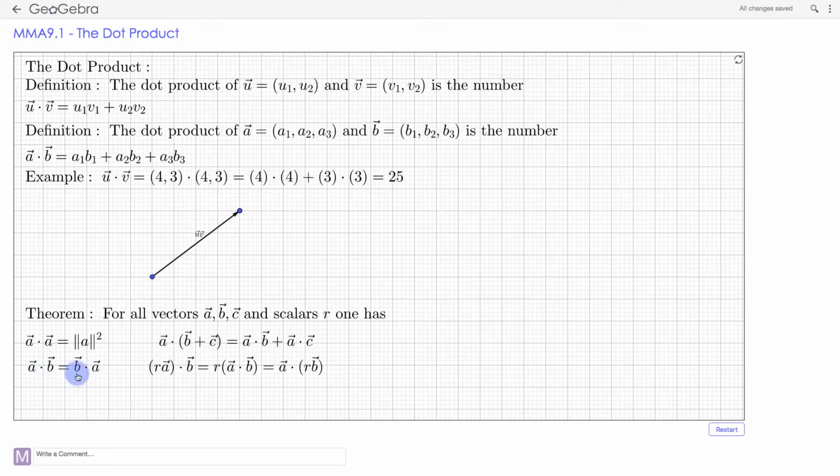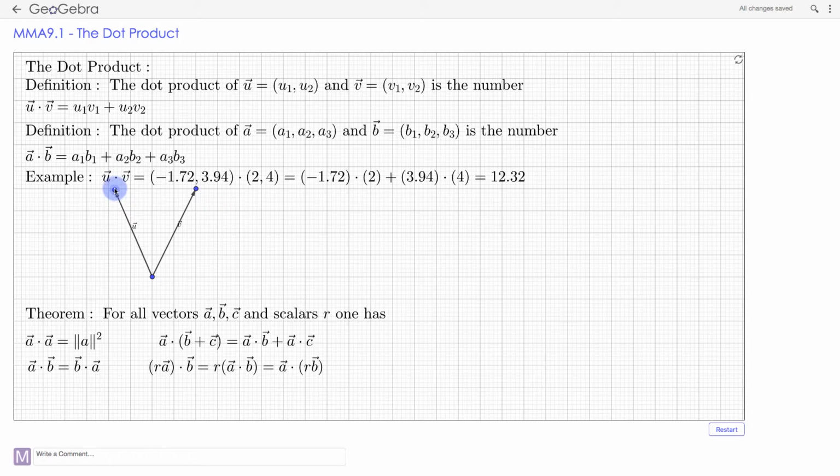Then there's a theorem saying that it doesn't matter in which order you have the vectors in the dot product. Right now it's (3, 3) times (-2, 4). We could also do it the other way around. And the result is still 6, right?